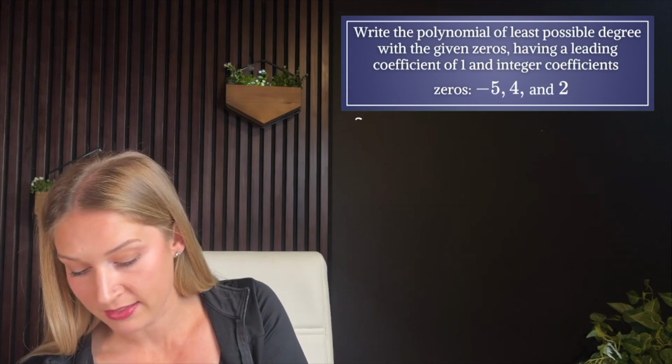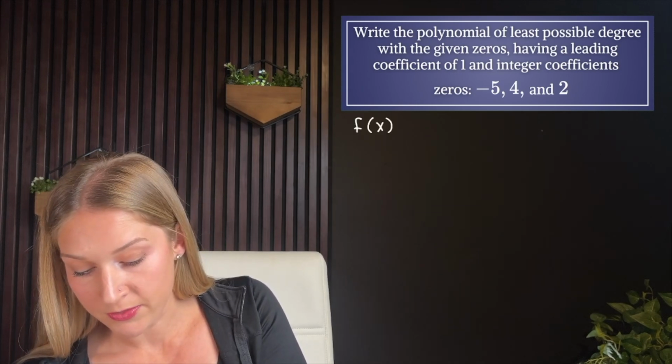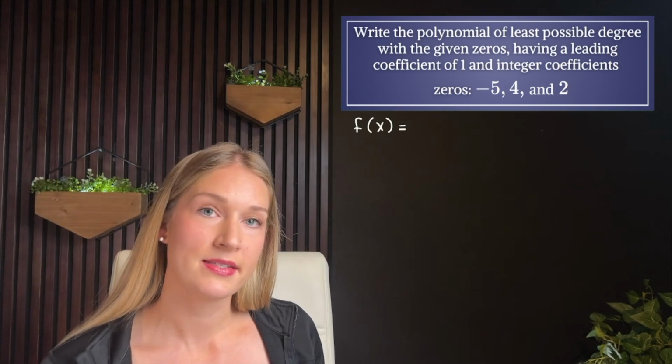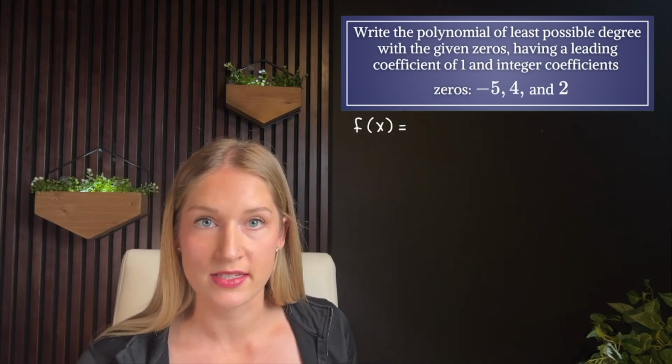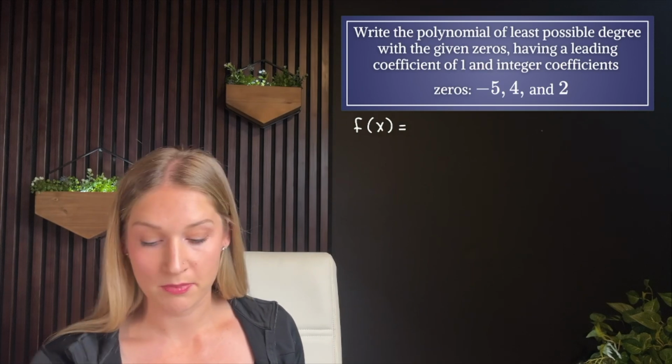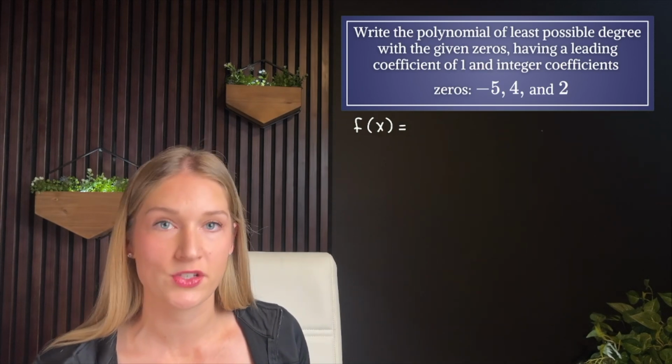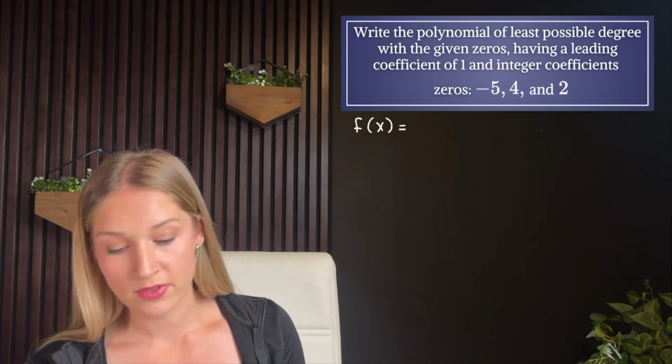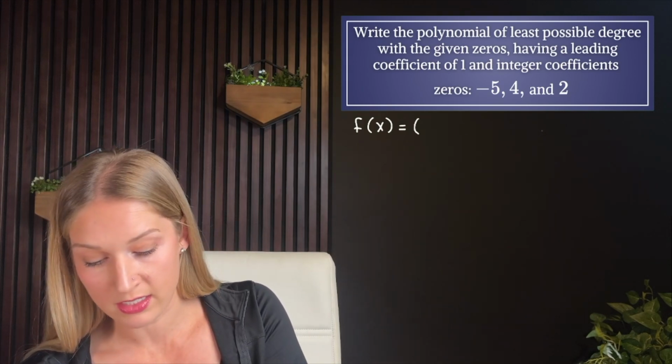I'll call it f of x. And that polynomial ends up being 0 when you plug in each of these numbers. So when I plug in a -5, I get 0. When I plug in a 4, I get 0. When I plug in a 2, I get 0. So each of these zeros is going to give me its own factor.